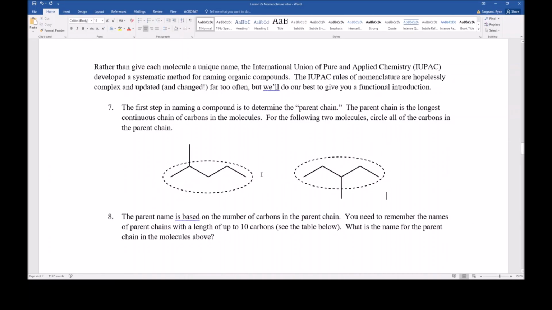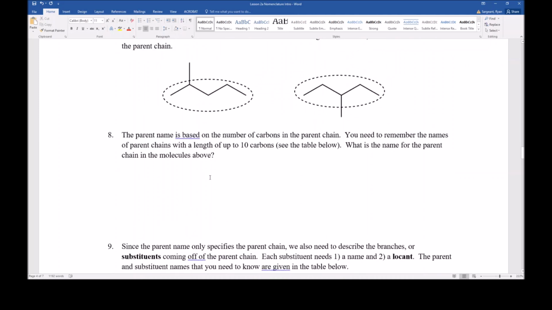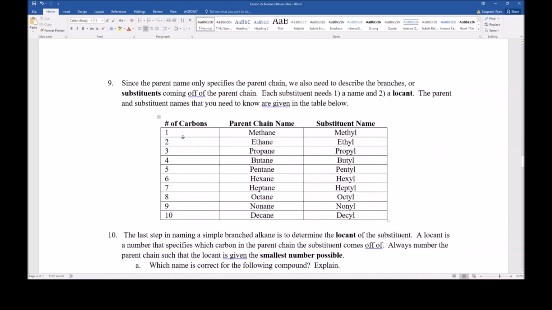So there they're circled. The name of the parent chain is based on the number of carbons in it, and you need to remember the parent chains that have up to 10 carbons. So let's look at that table. If there is 1 carbon, it's called methane. 2 is ethane, etc., all the way down to decane. 11, I believe, is called undecane, and 12 is dodecane, but those are not compounds that I will ask you to memorize. You may see some on the homework that require you to find a great big parent chain that goes past 10, but on the exams I'll cap it at 10.